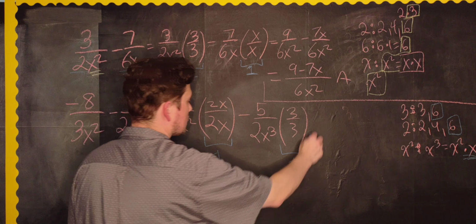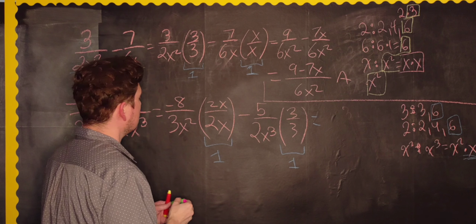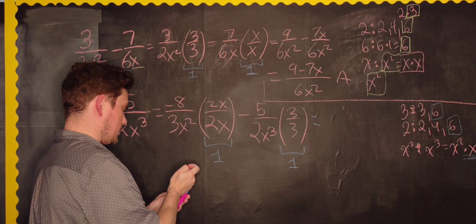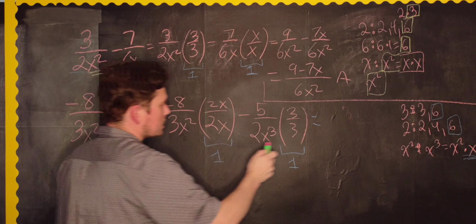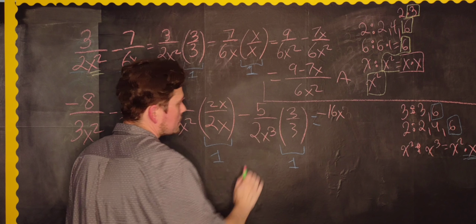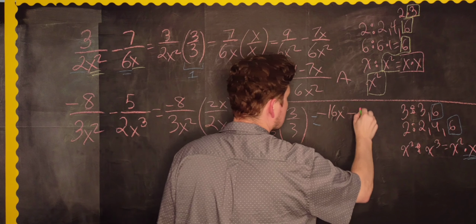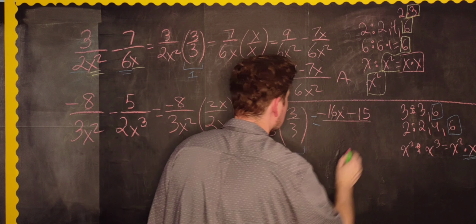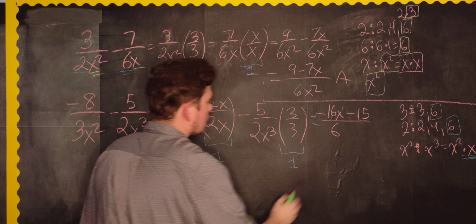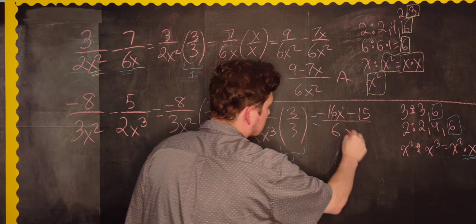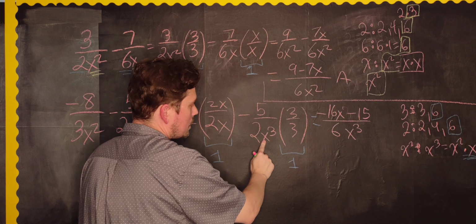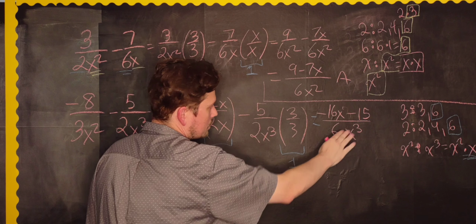And then you work with this a little bit, so let's see here. You're going to have negative 8 times 2x is negative 16x. And then negative 5 times 3 is negative 15. And then the bottom, you're going to have 3 times 2 or 2 times 3, that's the 6 part, right? And that's going to be x squared times x, which is going to be x cubed. So 2 times 3 is 6. And then here, it's already x cubed. So you end up with this.